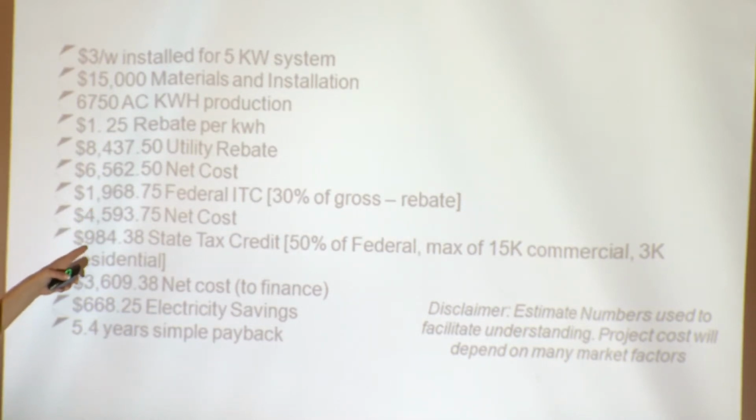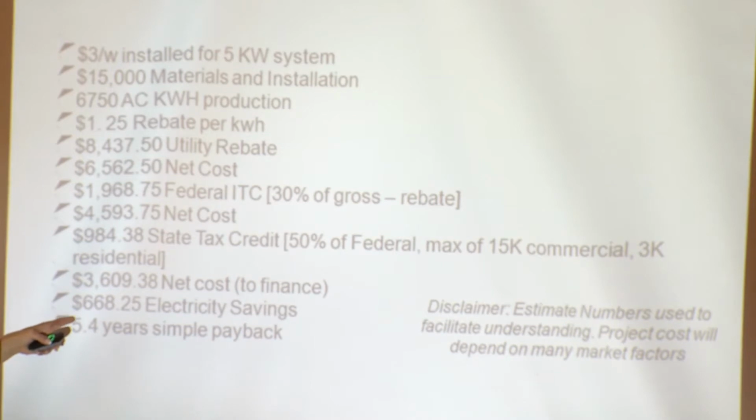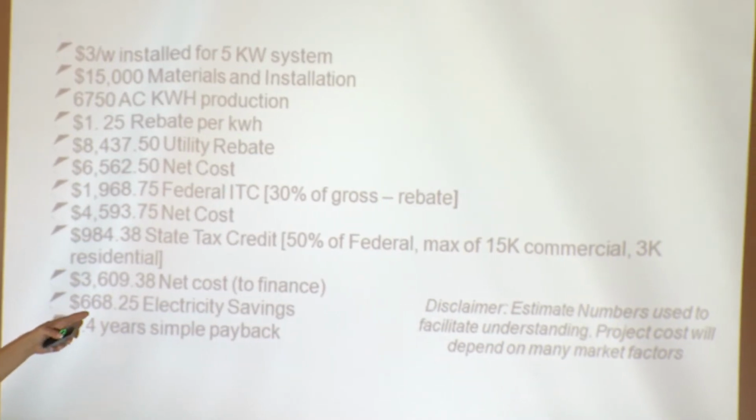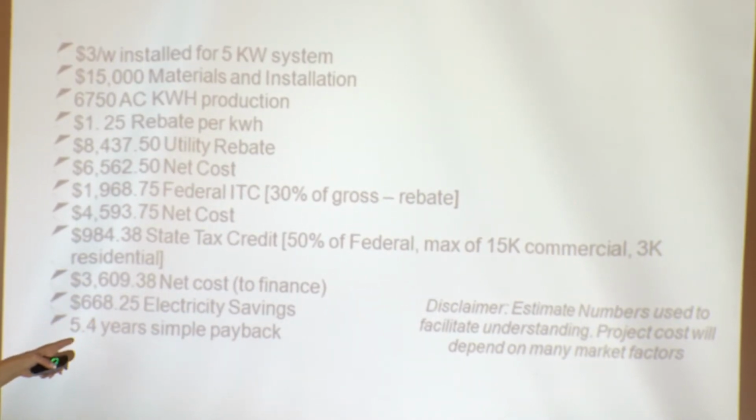The state, you're claiming just under $1,000. So now your net cost is $3,600. You're saving $700 a year in electricity. That's a 5.4-year simple payback.